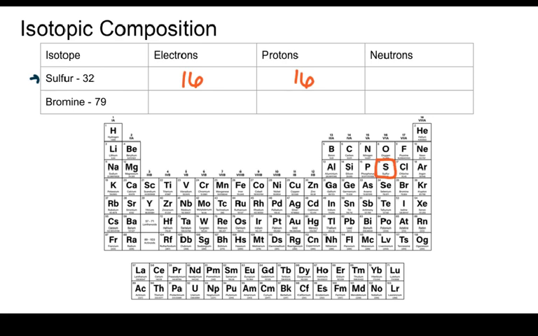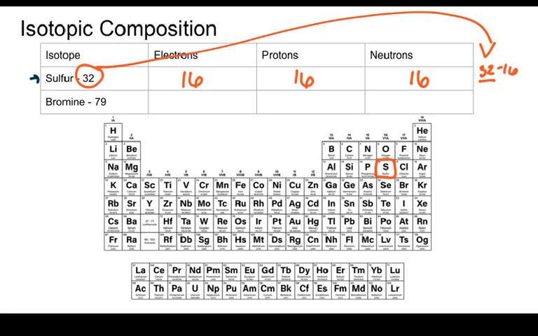And then to find my neutrons, I would do 32 minus 16 is 16. How did I know to use 32? That was the mass number. So my mass number minus my protons equaled my number of neutrons.